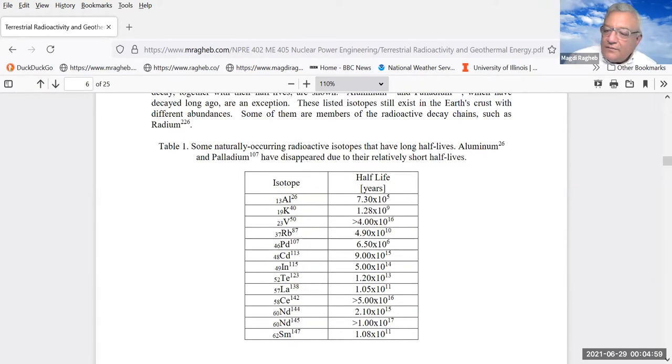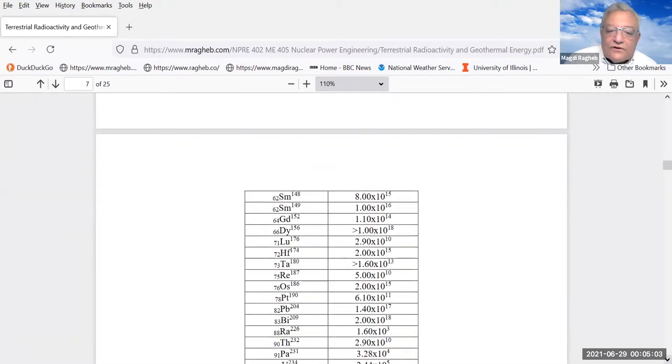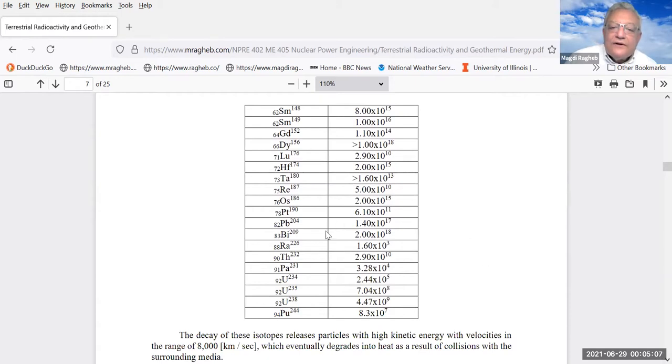One of them particularly is potassium-40. So let's see if we can find potassium-40. No, we don't have it in that list here, but potassium-40, bismuth-209, and definitely we know that thorium-232 has a half-life of 2.9 times 10 to the 10th years. And then we have the famous uranium-234, uranium-235, and uranium-238. They're all in the billions of years, particularly 238, which is a 4.5 billion year half-life. And thorium has an even longer half-life. So that's why thorium in the Earth's crust is four times more abundant than the uranium-238 isotope, and it can become a source of energy that exceeds the energy from uranium-238.